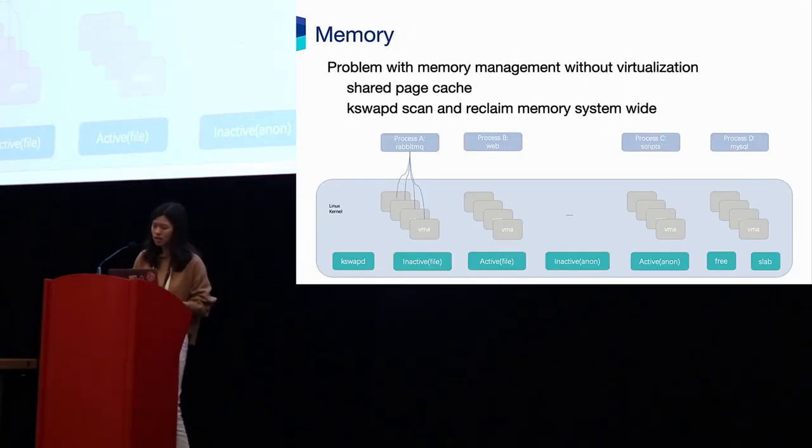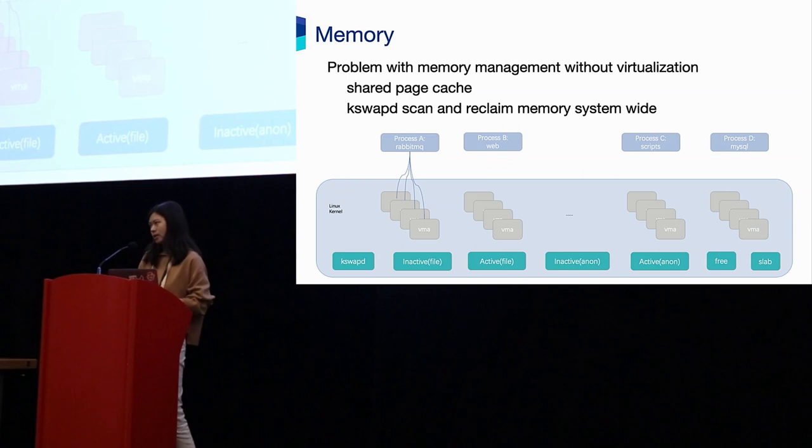The next key resource in the system is memory. The memory model and its management are quite complicated in the system. Without virtualization on the host, if you use cgroup, we have many kinds of memory, such as the slabs, the active file mapping and inactive file mapping, anonymous memory, and so on.